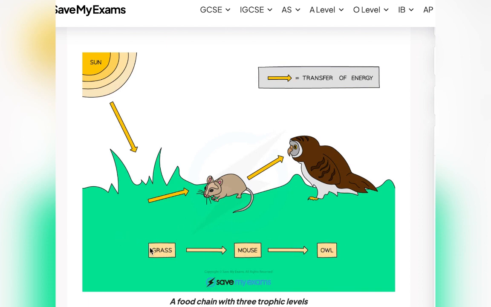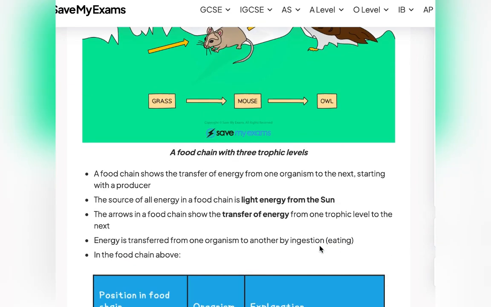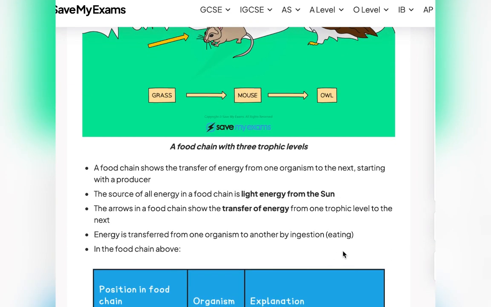So a simple representation showing the flow of energy between organisms in the environment is simply called a food chain. A simple diagrammatic representation of the feeding relationship between organisms in the environment is called a food chain. A food chain shows the transfer of energy from one organism to another, starting with the producers.